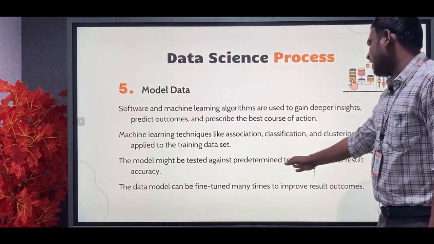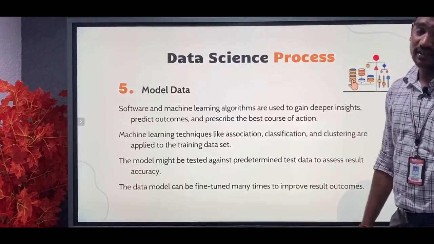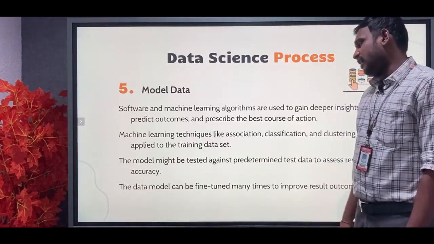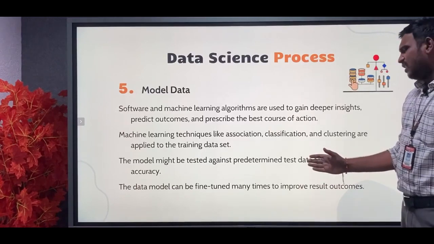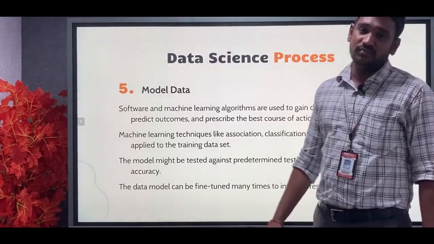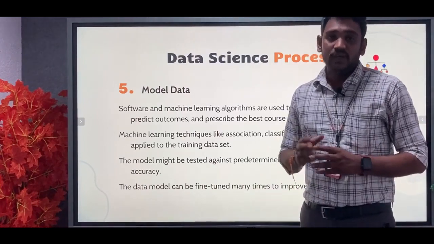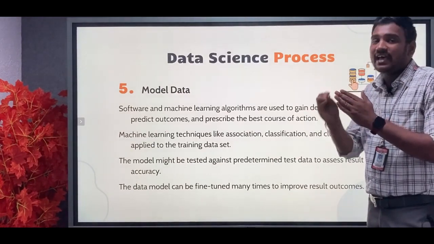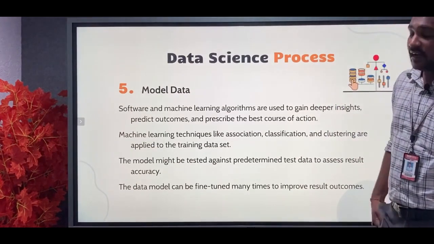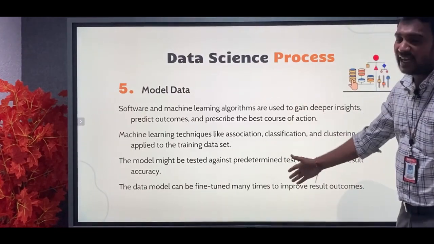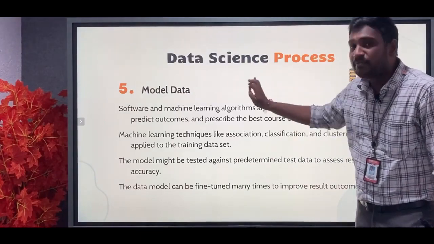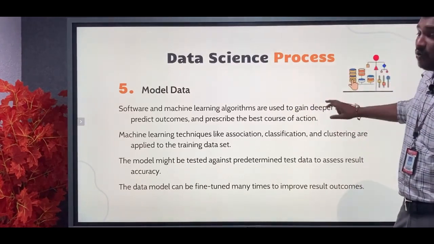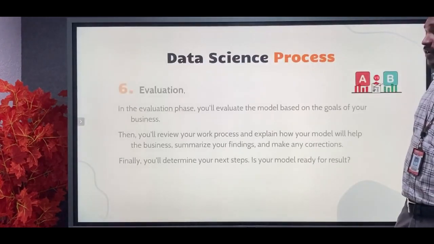The model might be tested against predicted test data to assess result accuracy. After getting that model, you will understand how accurate it is. Then it is fine tuned many times to improve the result outcomes. Fine tuning means that even after getting an accurate result, you reapply the algorithm to see the accuracy of the data. That is nothing but fine tuning. So this is modeling data. Modeling data is nothing but implementing some machine learning algorithm to get the required result.